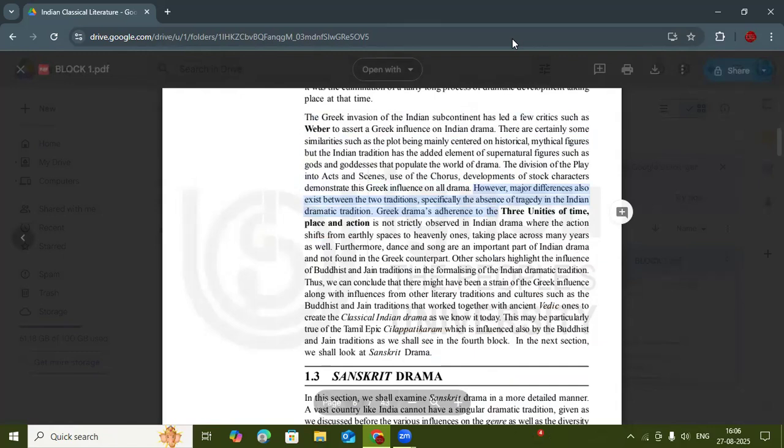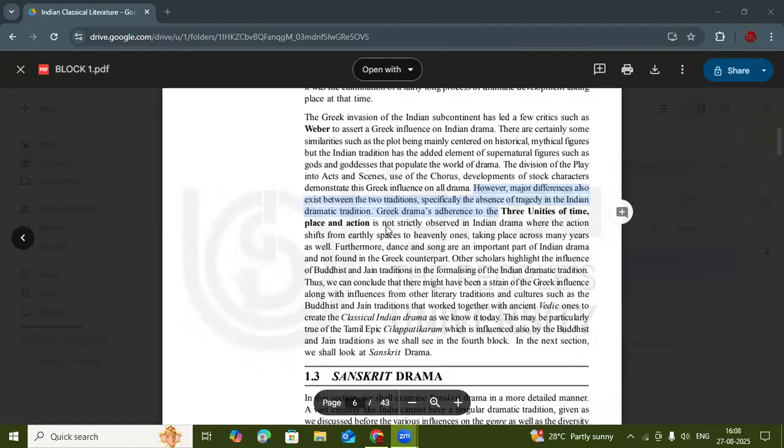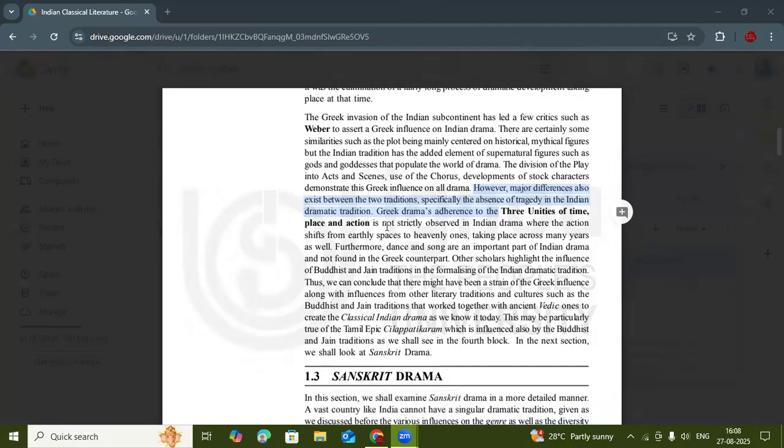So these rules gave Greek drama a tight, disciplined structure. So what are the three unities? Unity of time, unity of place, and unity of action. So what does unity of time mean? The unity of time means the play's events should happen within a single day, that is 24 hours.